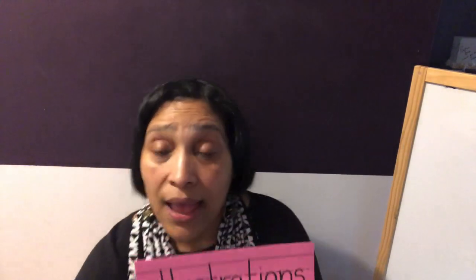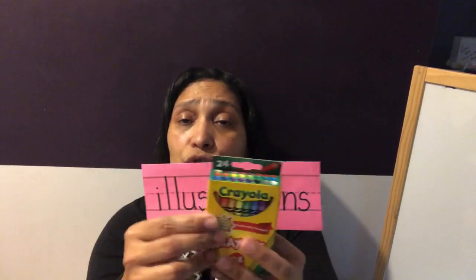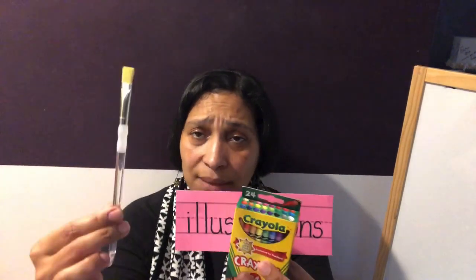So let's go back to the word illustrations, okay? Illustrations are drawings, okay? That's what illustrations are. And people can use crayons, paintbrush, pencil, Sharpie, anything to make an illustration. They are drawings, okay? Let's look at our second word, photographs.